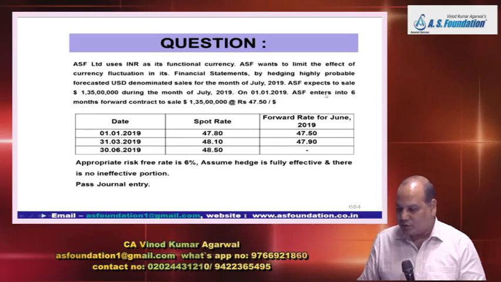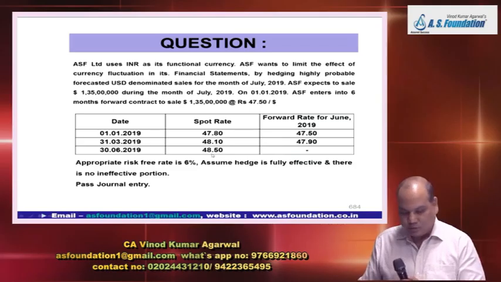On 1st January 19, ASF enters into a 6-month forward contract to sell 1 crore 35 lakh at rupees 47.50 per dollar. So this is the forward contract. This is your forecasted sale transaction, and then you are given some rates. On 1/1/2019 spot rate, forward rate. 31st March 19 spot rate, forward rate. 30th June 19, this is the rate at which finally the contract will be settled, and you are going to convert dollar into rupees at this rate.